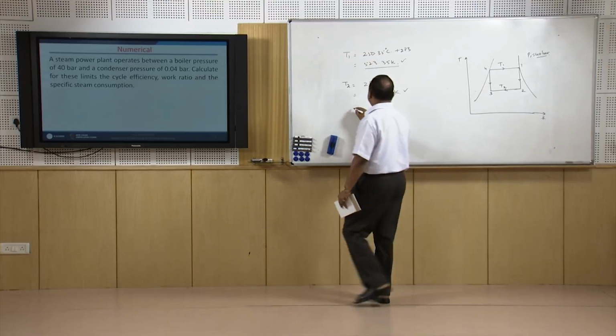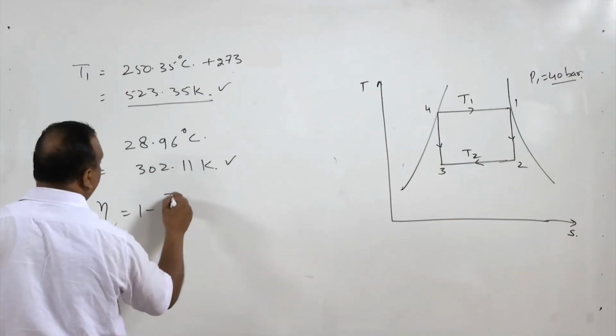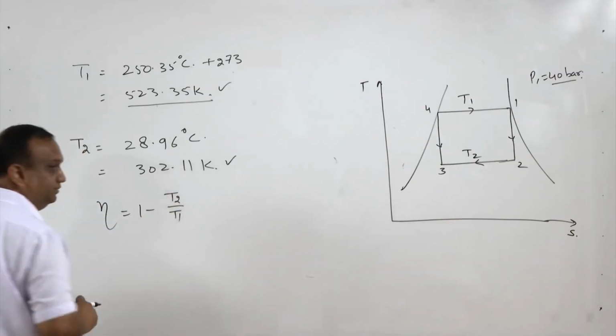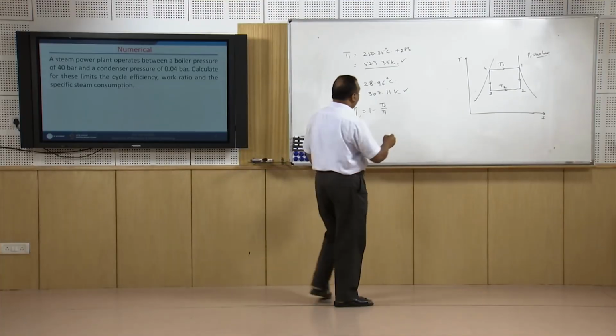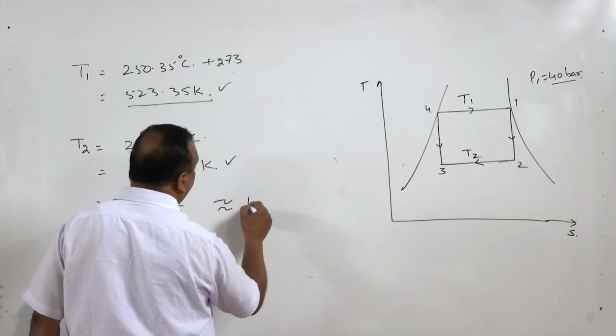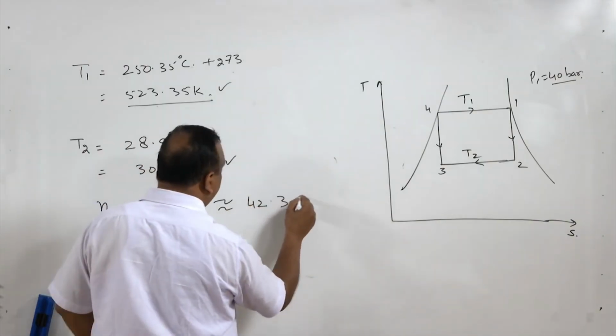So we have two temperatures, and I hope all of you can find the efficiency of the cycle, because efficiency of the Carnot cycle is 1 minus T2 by T1. This 1 minus T2 by T1 will give you efficiency of the order of 42.3%.